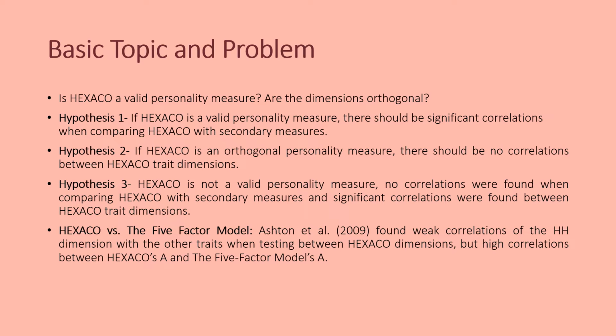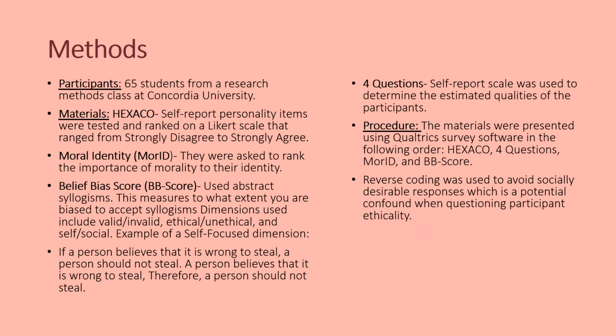Within the literature, Lee and Ashton found weak correlations of the HH dimension with other traits, but high correlations between HEXACO's A and the 5-factor model's A. This leads to the tentative conclusion that HH is not captured by the 5-factor model accurately. In our study, we can verify if Lee and Ashton's findings are replicable. If orthogonality is confirmed, then questions of the 5 factors' ability to accurately capture honesty and humility can be raised.